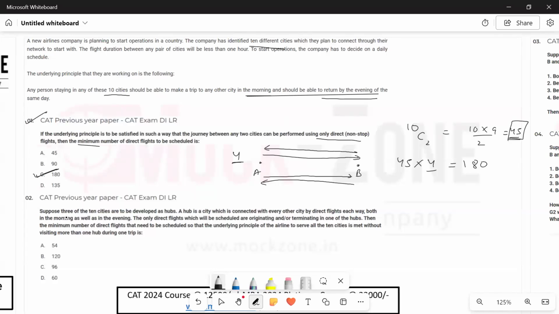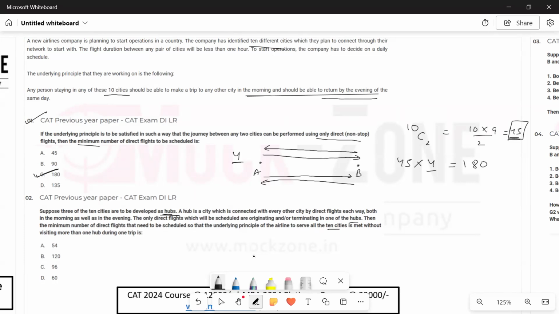Now coming to the second question. Suppose 3 of the 10 cities are to be developed as hubs. A hub is a city which is connected with every other city by direct flights each way, both in the morning as well as in the evening. The only direct flights which will be scheduled are originating and/or terminating in one of the hubs. Then the minimum number of direct flights that need to be scheduled so that the underlying principle of the airline to serve all the 10 cities is met, without one visiting more than one hub during one trip, is.